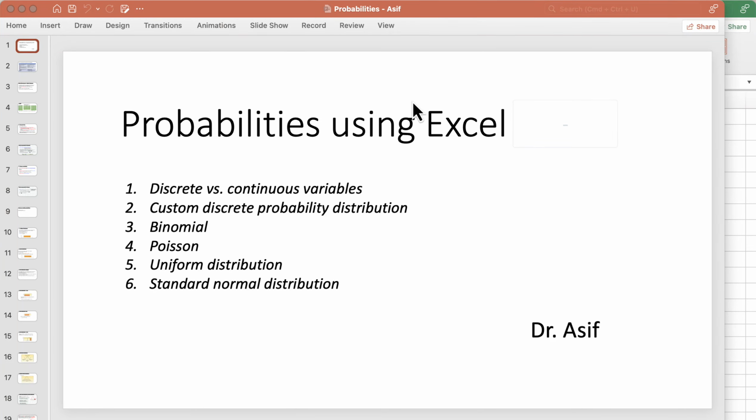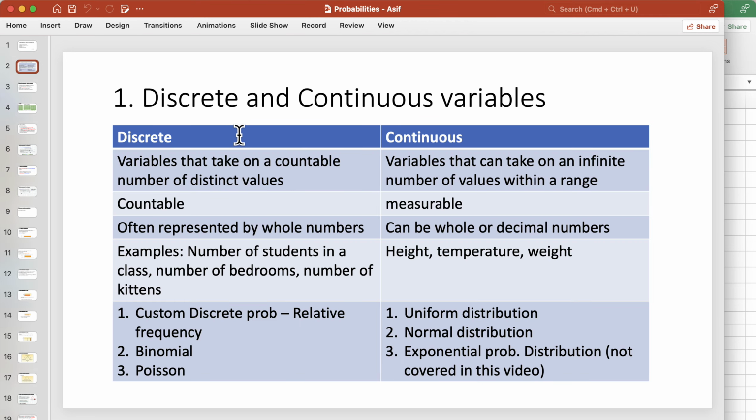This video is about probabilities using Microsoft Excel. I will discuss these topics: discrete versus continuous variable, custom discrete probability, binomial probability, Poisson, uniform distribution, and standard normal distribution. Discrete variable may assume only certain values.